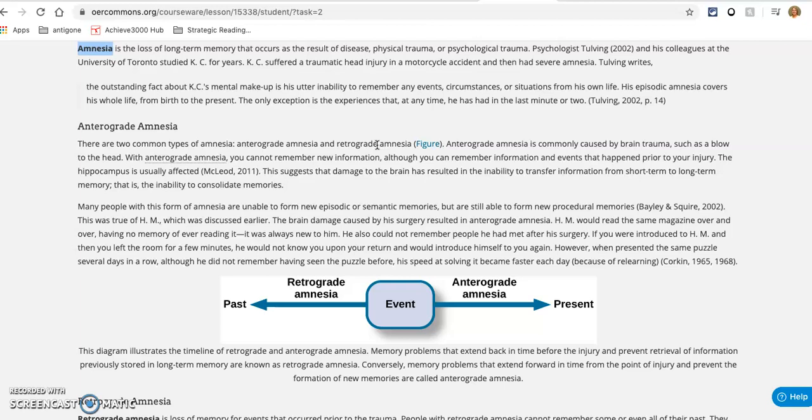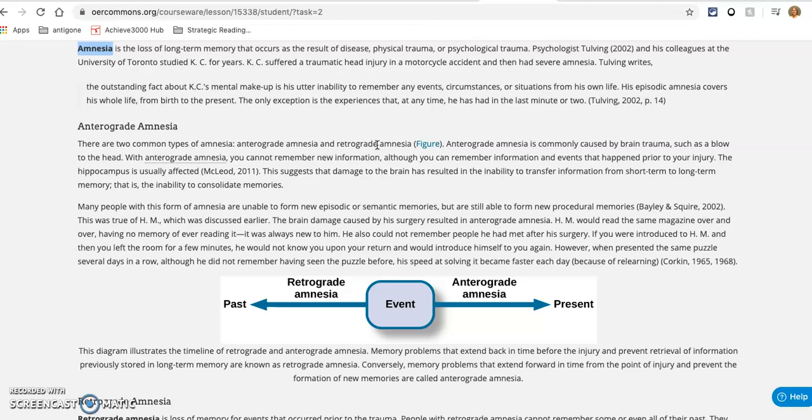So anterograde means I can't remember the present, but I can remember the past. The hippocampus is usually affected. Hippocampus is a new word for me. I'm not exactly sure what that means. I know it has something to do with the brain, but I could not give you a direct definition. So that might be a question that I have: what is the hippocampus and what part does it play?